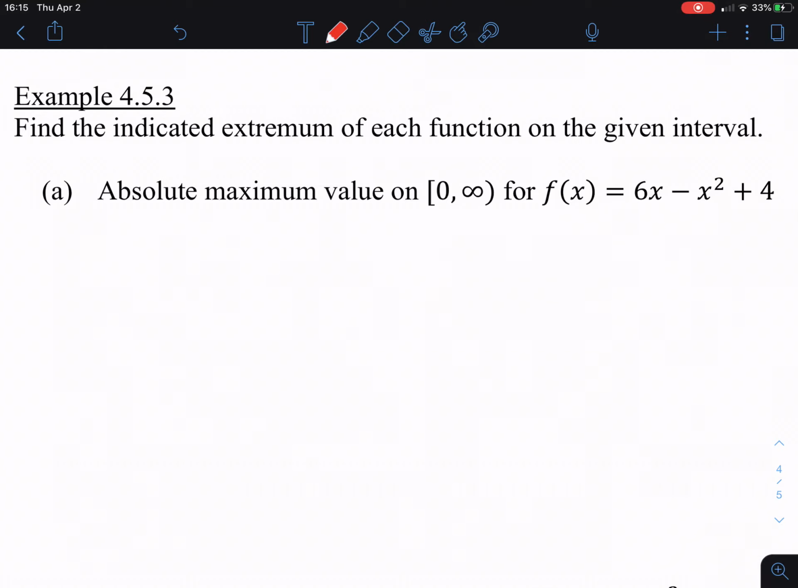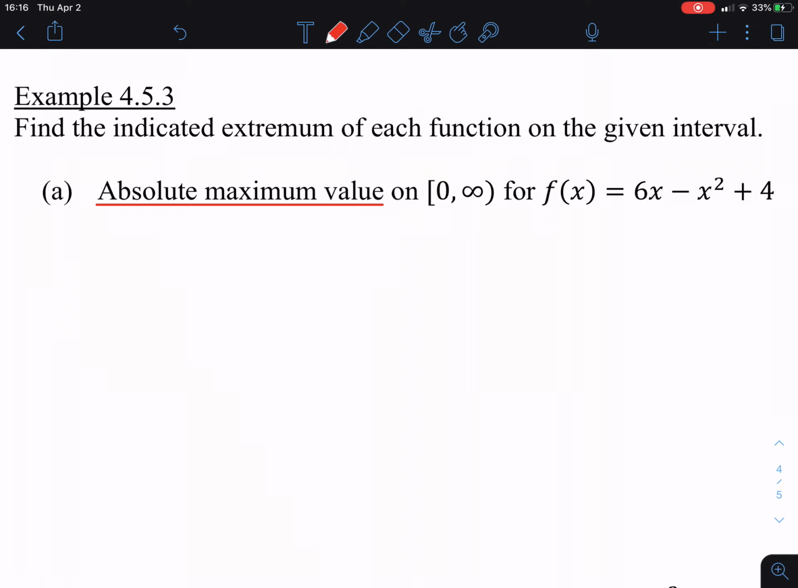In this problem, we're going to find the absolute minimum value of the function 6x minus x squared plus 4 on the closed interval from 0 to infinity. All right, so we're looking for the absolute maximum value.